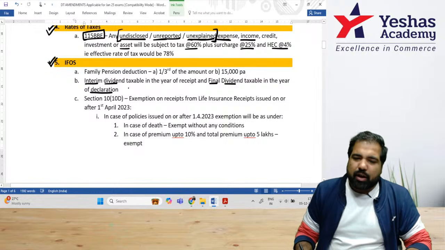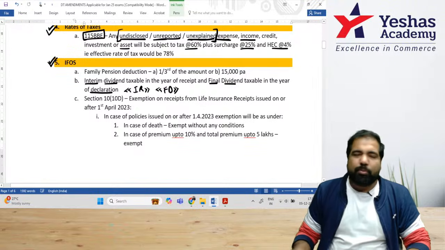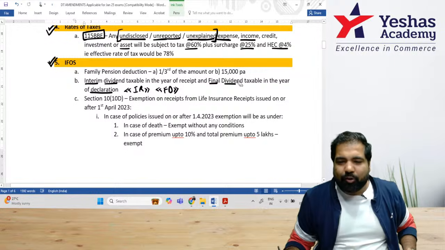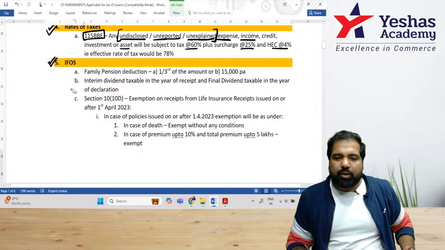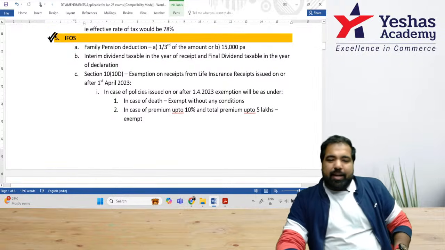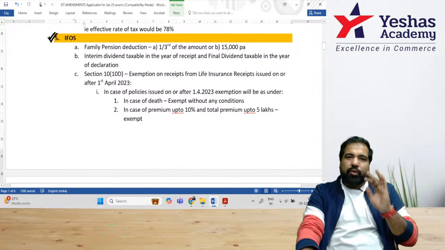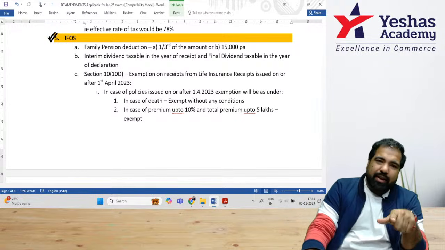Shortcut for this, IR, interim dividend whenever received, or FD, final dividend whenever declared, or both, depending on how good your memory is. You can use this shortcut to remember this concept of interim dividend and final dividend. Next, very, very important. If there is one thing in today's session which is the most important, I think it is this.